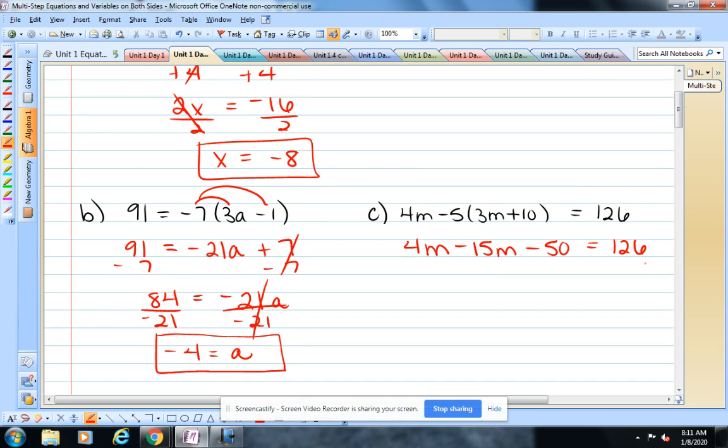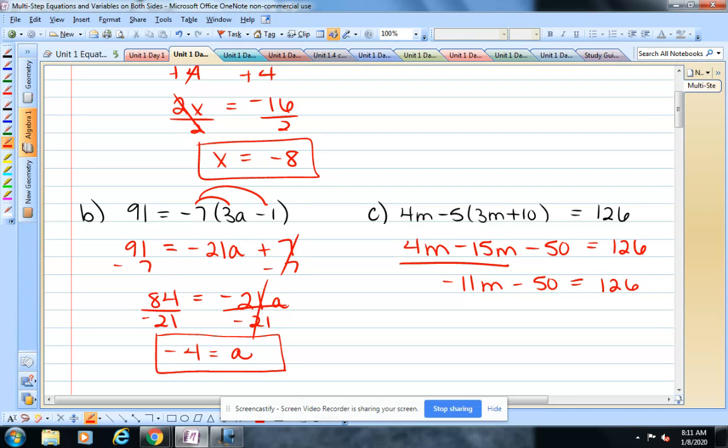Now what can I do? Not yet. Right, since the m's are on the same side of the equal sign, they're like terms. So we combine our like terms. So what is 4m minus 15m? Negative 11m minus 50 equals 126. I applaud your enthusiasm.